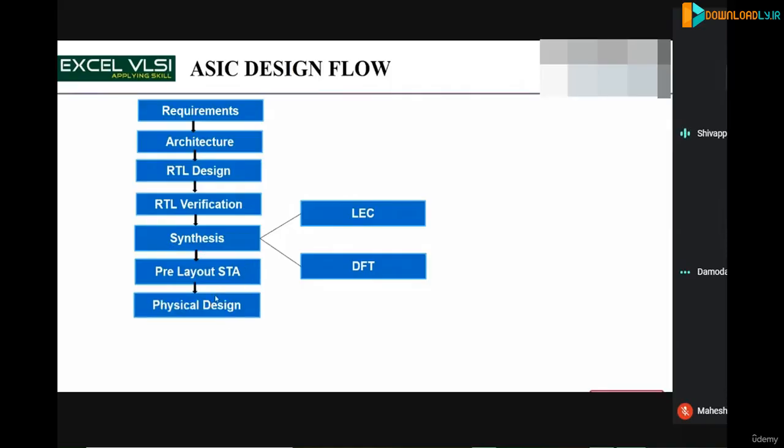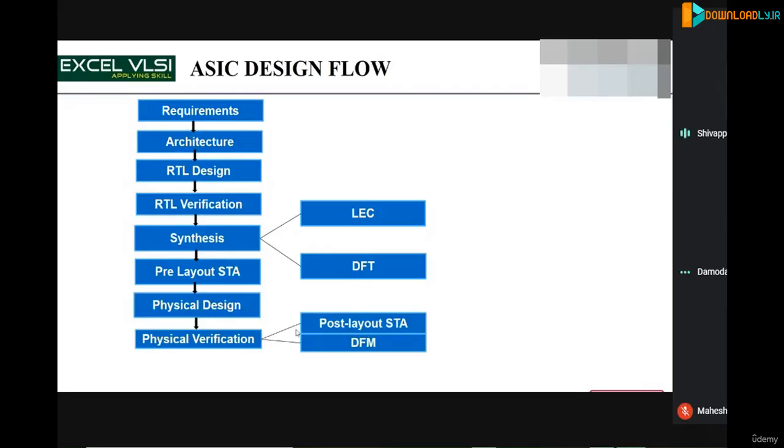Now we do the physical design part, which is layout: floor plan, power plan, placement, routing. All this we do in the physical design process. After that, we do the physical verification, and we perform the post-layout STA. STA is a very critical step in the ASIC process. It is performed at different stages, along with verification, so that we are meeting the desired functionality and also the timing aspects. And DFM, design for manufacturability.